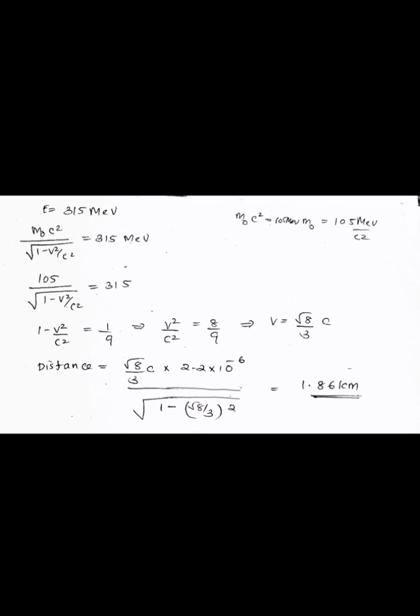Here distance is equal to v into t. That is v t0 divided by square root over 1 minus v square by c square. This is equal to square root of 8 by 3 into c into 2.2 into 10 power minus 6 divided by square root over 1 minus root 8 by 3 the whole square. So this is equal to 1.86 kilometer. So this is the answer.